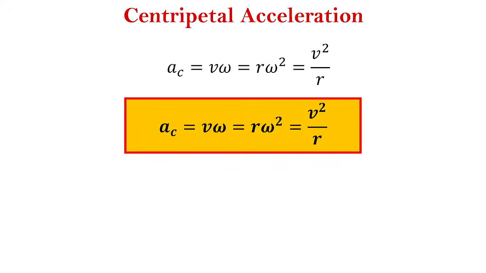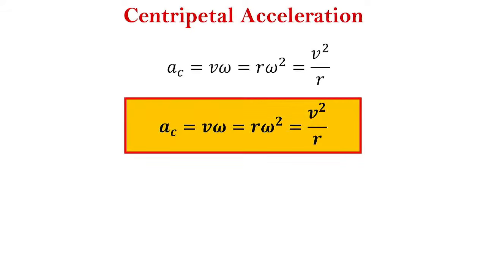One, tangential velocity into angular velocity, and on the other side R omega squared, radius into angular velocity squared, and V squared over R, that is tangential velocity squared over radius. Is that clear? So all three formats represent the same thing, right? Okay, so read it up to that point. Let's talk about it.